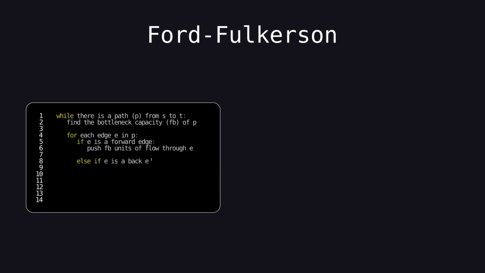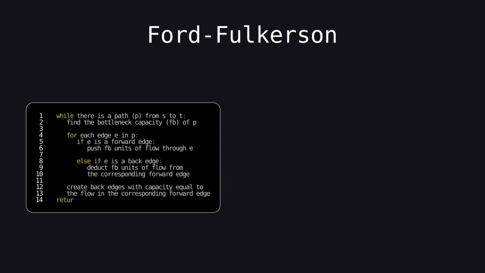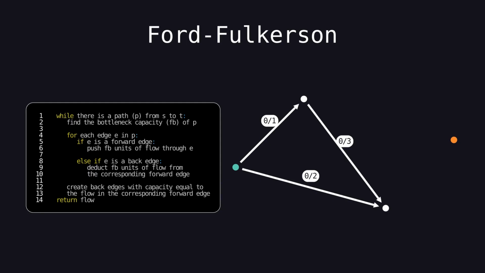After we push the flow through a path, we then insert a back edge for each edge in the path, and we set the capacity of this new back edge to be the flow we push through that edge. This means we have the chance to correct our flow if we saturate an edge and leave ourselves with no paths left, because we all make mistakes. Let's walk through the algorithm.